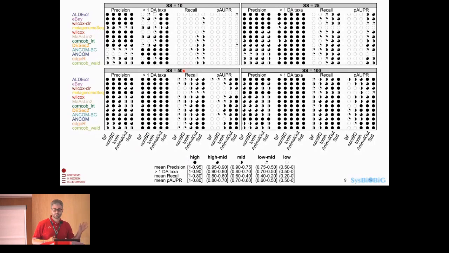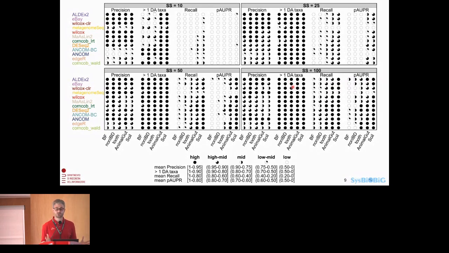What we see here, well, precision, a lot of black dots, meaning that the methods are typically good at controlling the FDR, having good precision. Recall, well, as I told you, with few samples, the recall is typically not very good. We need to increase to 25, 50, or even better, 100 to have higher recall. And this is quite similar even for the 4th metric, the area under the precision-recall curve, and even for the ability of the tool to identify at least one differentially abundant taxon. Here, all the dots are black. Here, half of them are white.